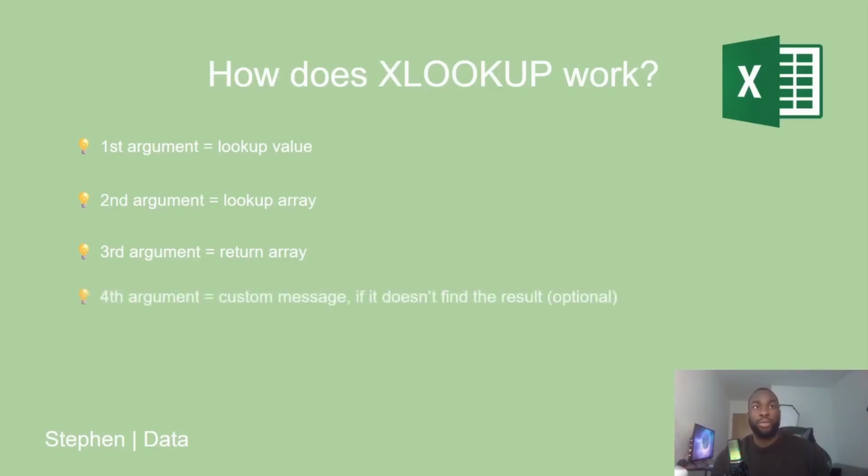The fourth argument is the custom message if it doesn't find the result, and that's optional. It allows you to create a custom or friendly message if it doesn't find the results, instead of having the typical NA message you normally see in Excel. And the fifth argument is the match mode, and that's optional too. It allows you to choose exact match, approximate match, and wildcard match. By default, it's set to exact match, which is what you want most of the time. So you don't actually need to change that.